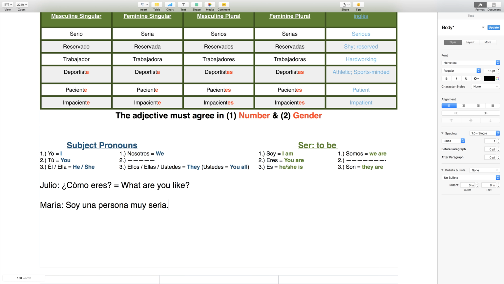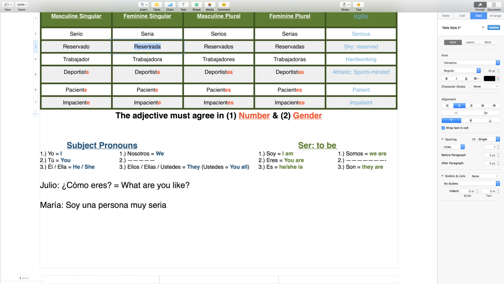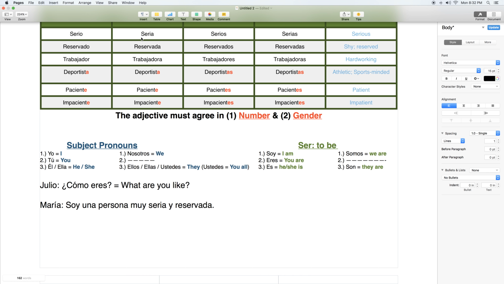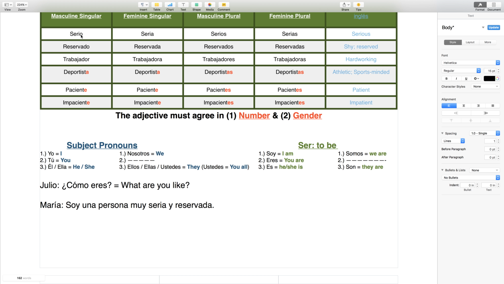If you want to say she's serious and shy or reserved, she would say reservada right here. Soy una persona muy seria y reservada. Now, most of the time when we look at these adjectives, if it's a masculine singular, it's going to be O, a feminine singular A, masculine plural OS, feminine plural AS.